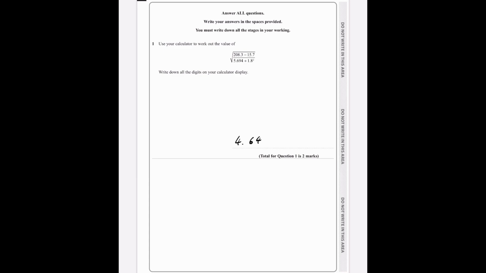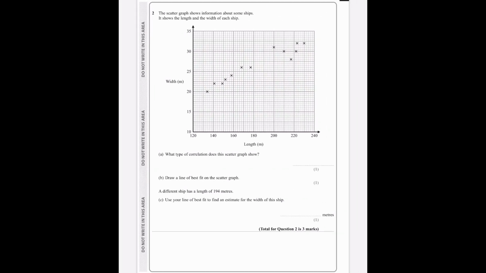Alright, question number 1. Push the numbers on your calculator in the correct order. 4.643069317 if you do it correctly.